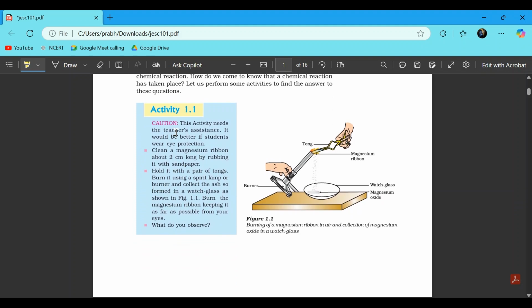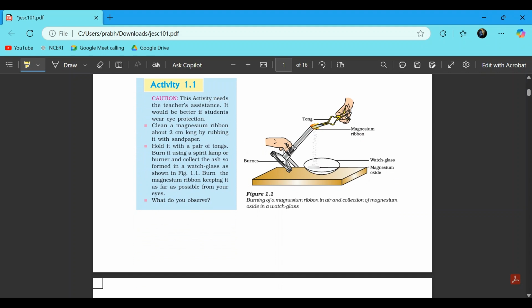This is one of the experiments that is always shown in the classrooms: you take out the magnesium ribbon and see how it burns. Sandpaper is used because you have to remove all the dirt, like the oxidation that has taken place. When this reaction takes place, magnesium is not able to burn because of the oxides present, and due to this we rub it and clean it.